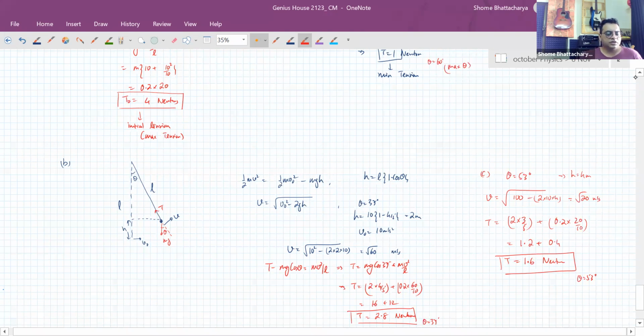Okay, so we'll conclude today's session here. Next time we'll discuss what happens when V is greater than root 2 GR. So the string can go beyond the 90-degree position, and depending on how much speed it has initially, it can either complete the vertical circular motion or the string could become slack at some stage or lose its tension. So anyhow, that's it for today's session, people. Wish you all the best. I will send you the notes and the recording along with the previous one also.